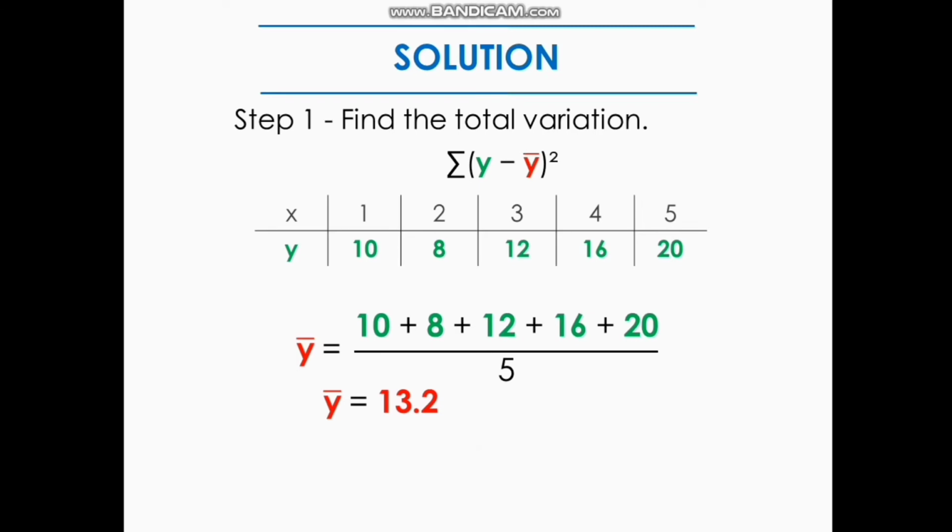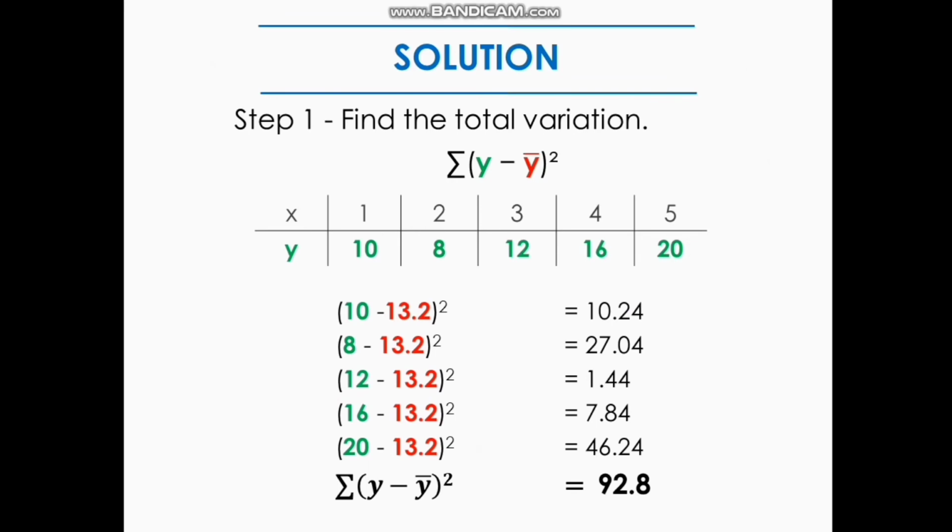So mean of y is equal to 10 plus 8 plus 12 plus 16 plus 20 all over 5, which is equal to 13.2. Then next, we can now substitute the values of y and our computed mean of y to the total variation formula.